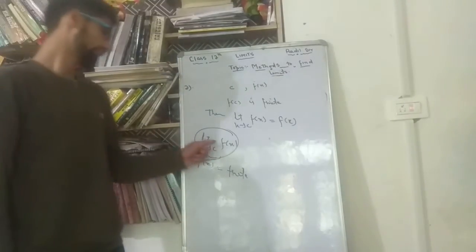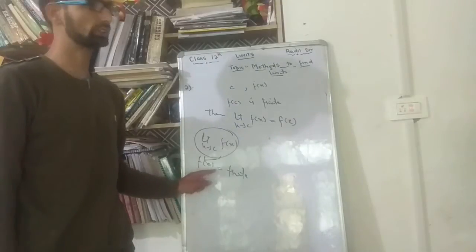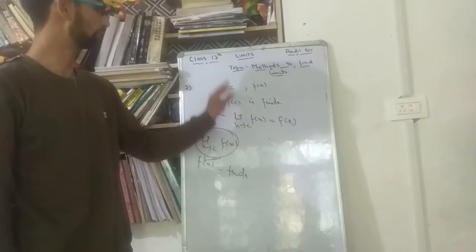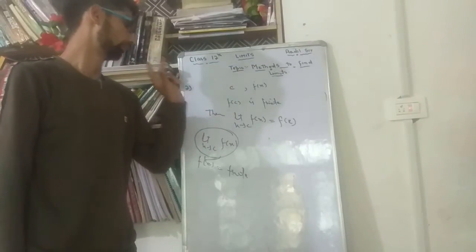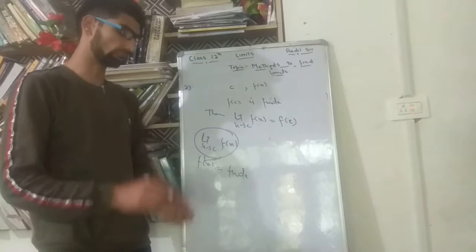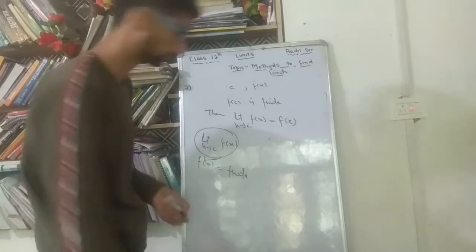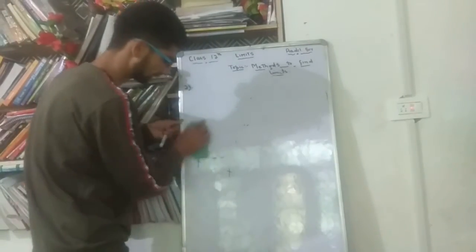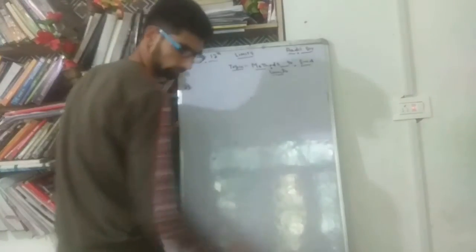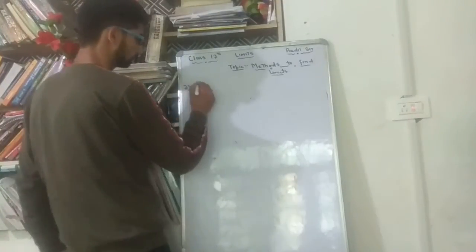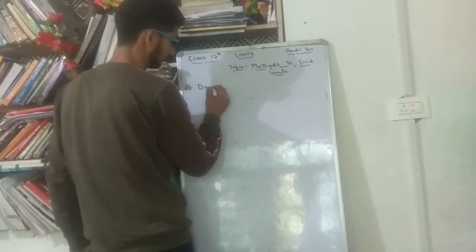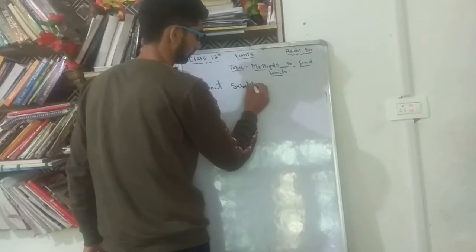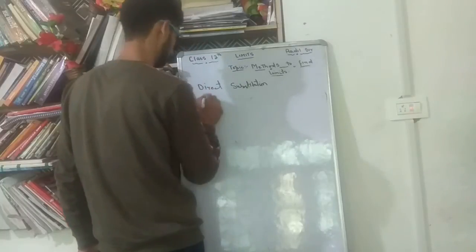And if the value of the function at this point C is not finite, then we have to follow other methods. But in this method, if we have the value of function finite at point C, then the limit is also equal to the value of function at that point. So this method is called the direct substitution method. We will write this method. Direct substitution method.